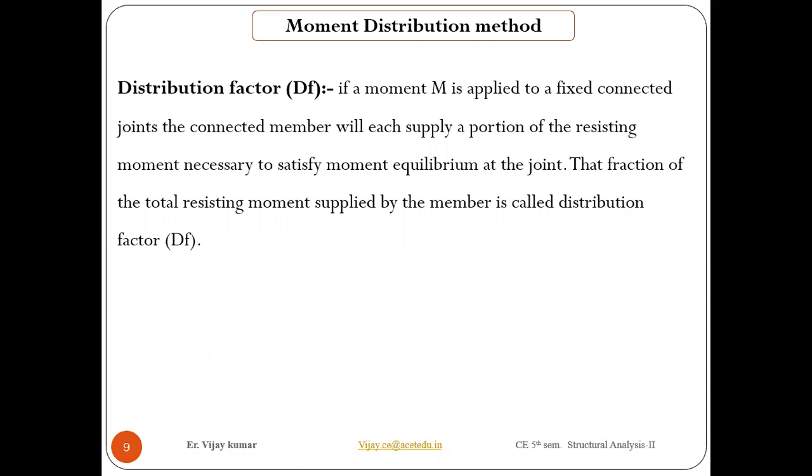What does that mean? That fraction of the total resisting moment supplied by the member is called the distribution factor. Maybe by the definition you are not clear, but I will show you what it means. Basically, if there is a fixed moment applied, we use a distribution factor, and some of that fixed moment we distribute to further joints.